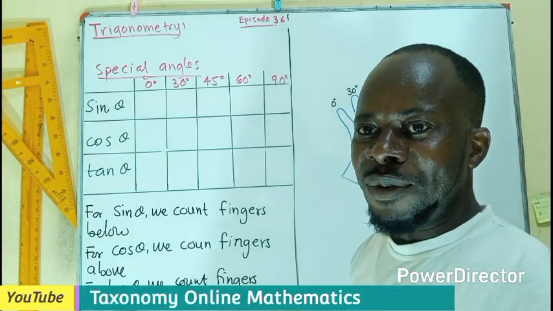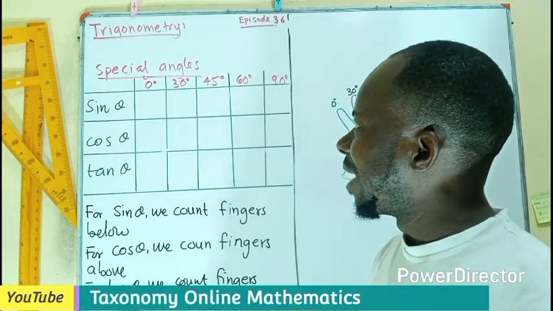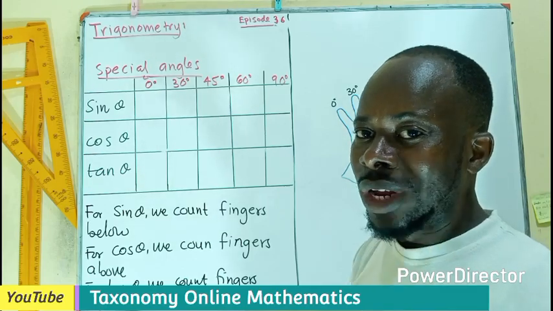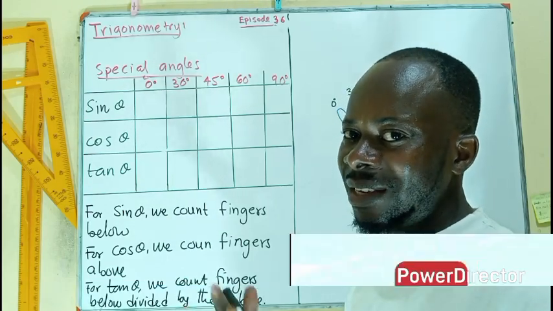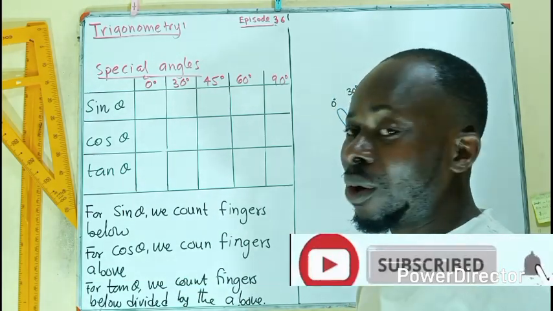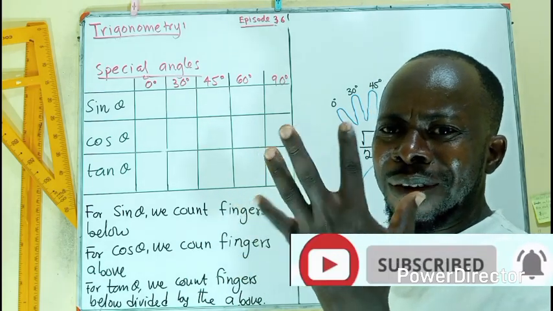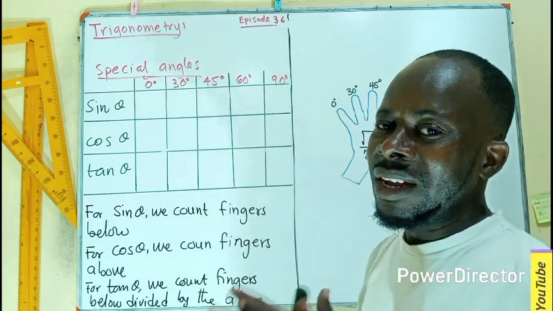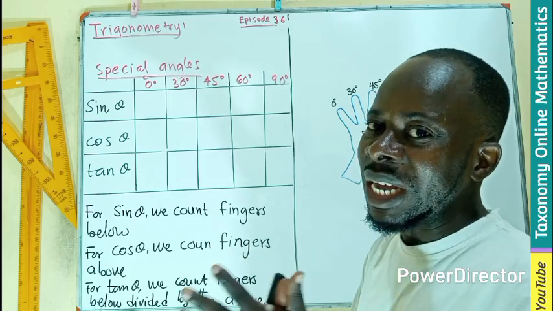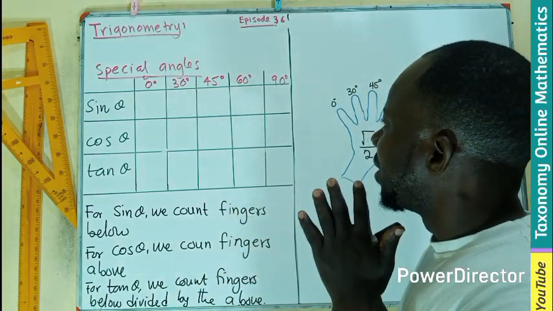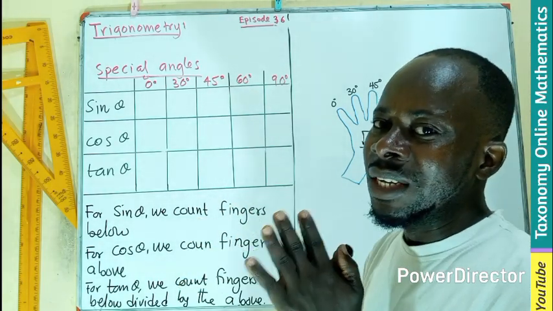All right, welcome to special angles in trigonometry. I think we are used to using a calculator to get the values, but we can also use our hand, or let me say our palm or our fingers, to find the values of those special angles, which are 0, 30, 45, 60, and 90 degrees.